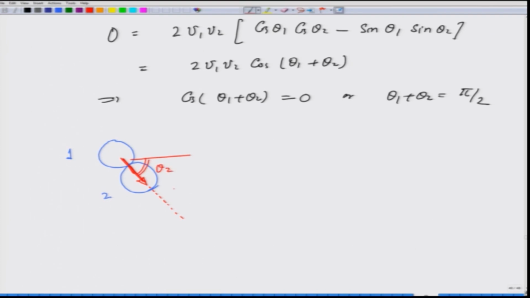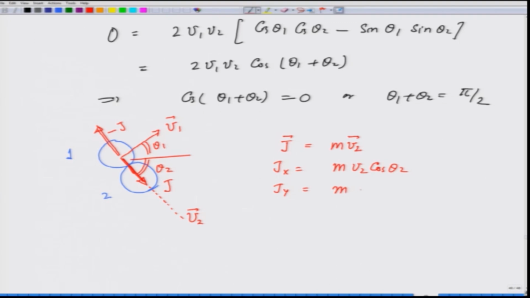in which it moves, which is at an angle theta 2 from the initial direction of ball 1, and ball 1 moves like this with velocity V1 at an angle theta 1, and the ball 2 is moving with angle theta 2, V2. So, if the impulse is J, the impulse of ball 1 is going to be minus J. J vector is going to be m V2, and therefore, Jx is going to be m V2 cosine of theta 2, and Jy is going to be m V2 sine of theta 2.